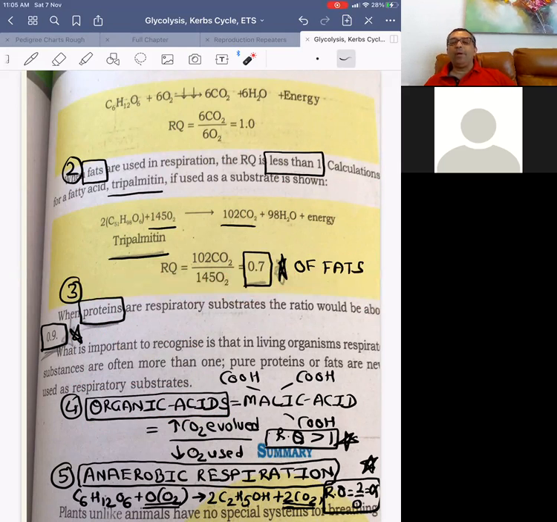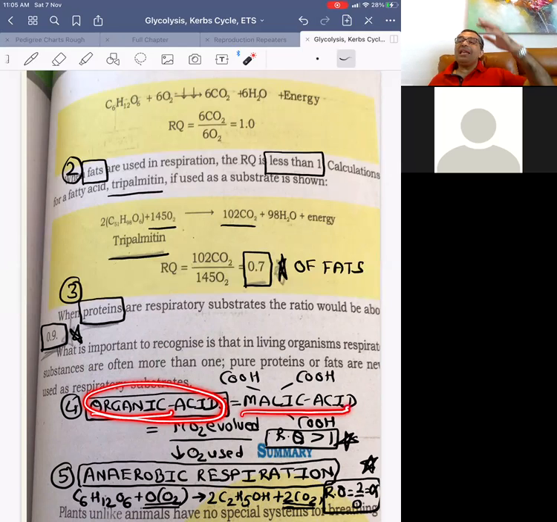Organic acids are used for making of energy. For example, malic acid or oxaloacetic acid or citric acid और oxalosuccinic acid, ये ब्रेक करके इसमें से एनर्जी लिबरेट करते हैं. सर, how much will be RQ?